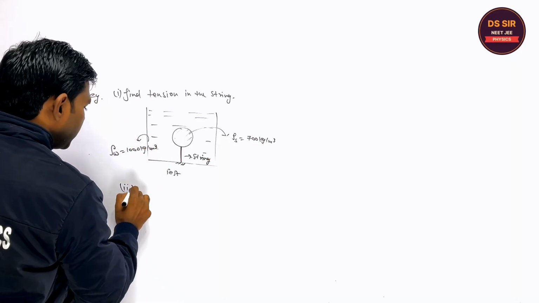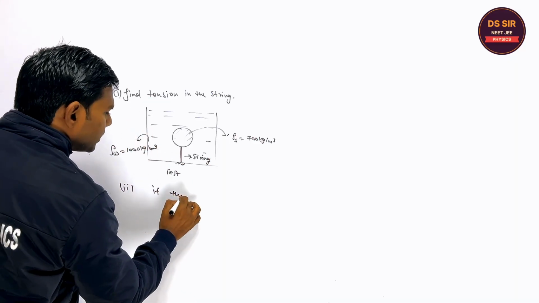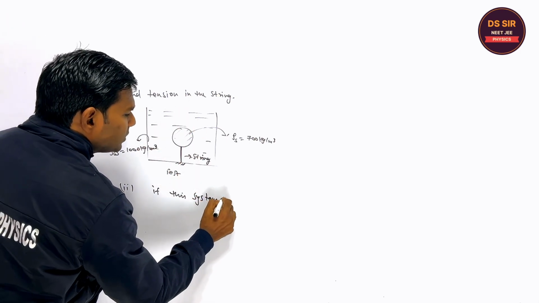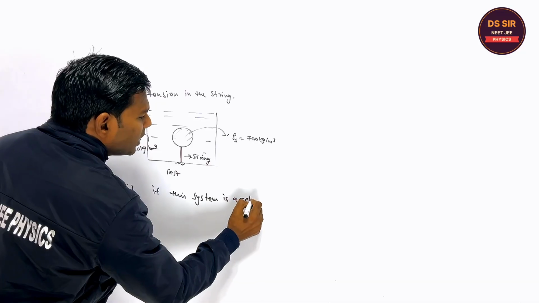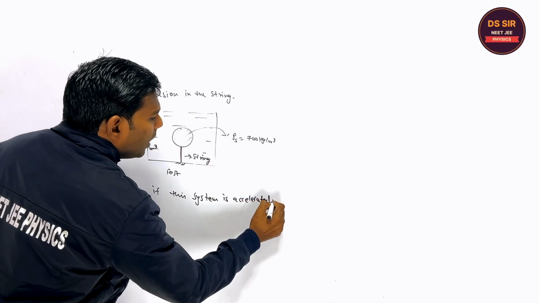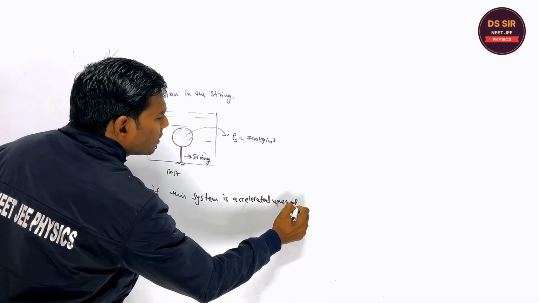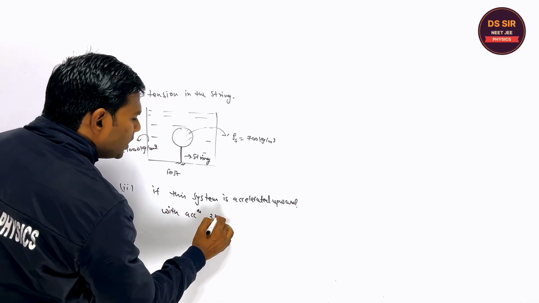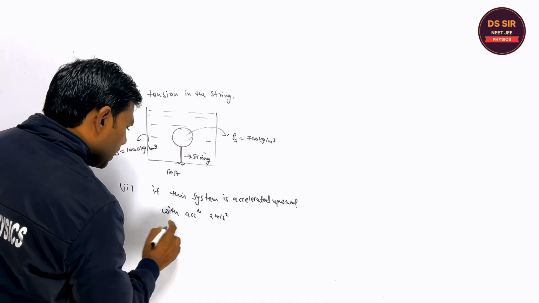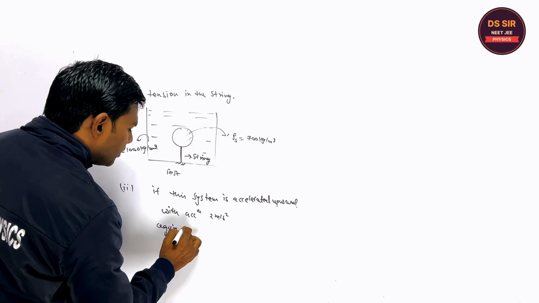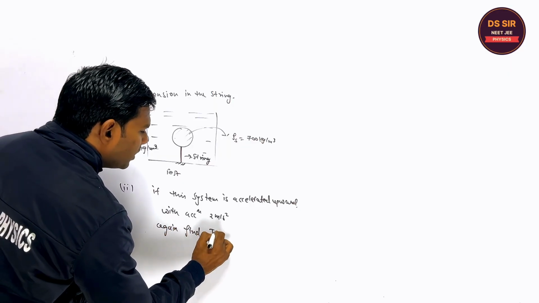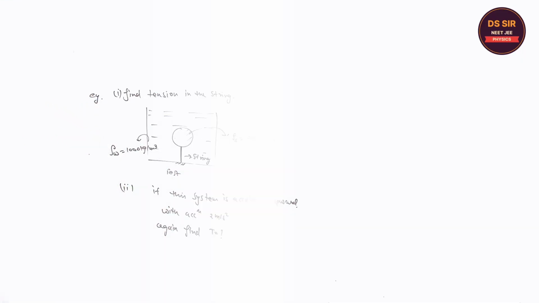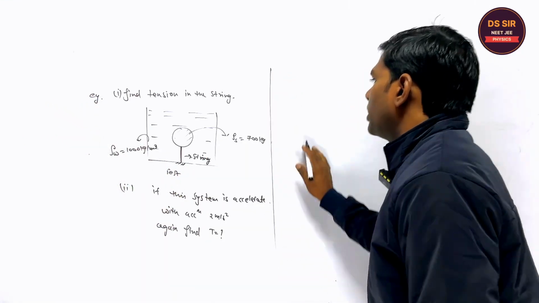In the second part, if this system is accelerated upward with acceleration 2 meter per second square, again find the tension in the string. Is it clear or not? Copy this. So how to solve this question?